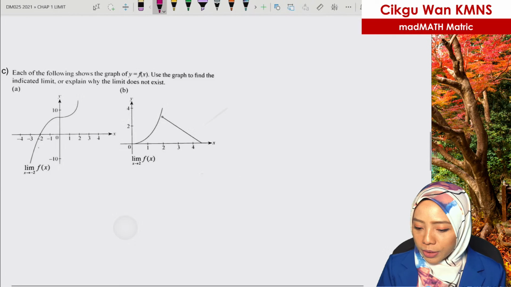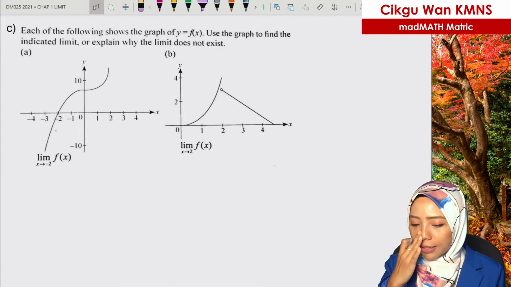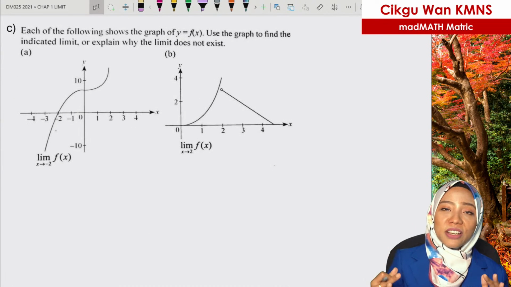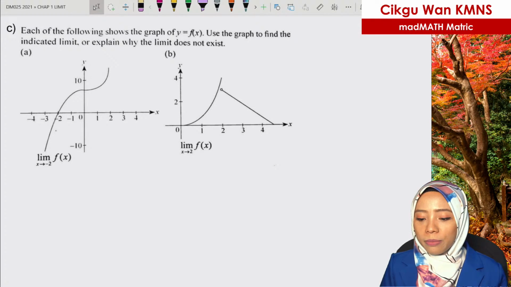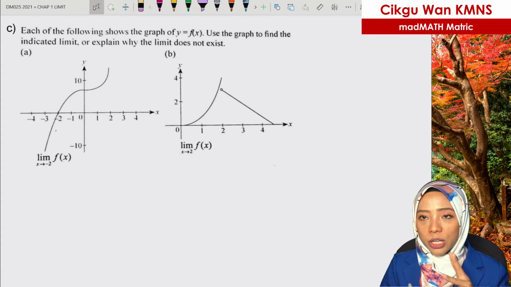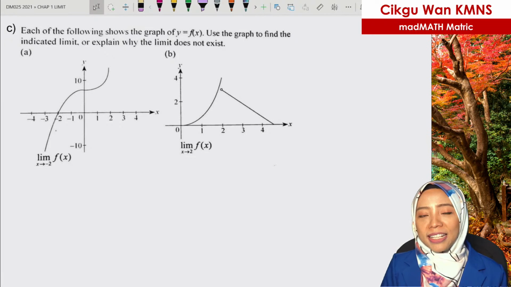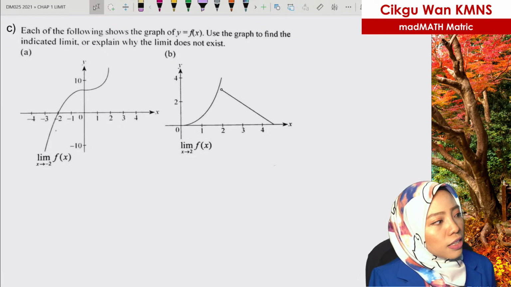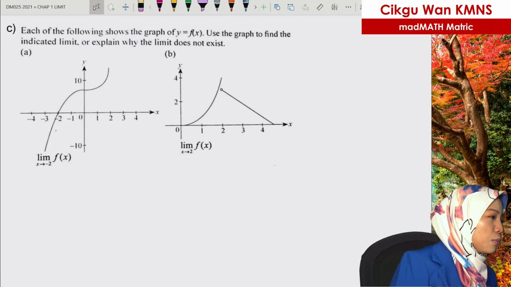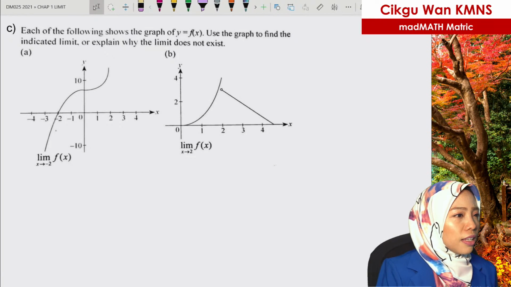Okay. So now let's look at question C. If just now we don't need to sketch the graph, by looking at the function itself, we do some calculation. But now if given to you the graph, how are you going to determine whether the limit exists or not? Okay. Alright, thank you Grace. Thank you Murshida. Okay. And then we have Alifa.